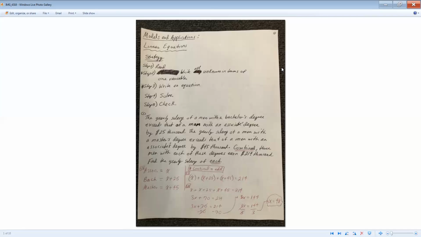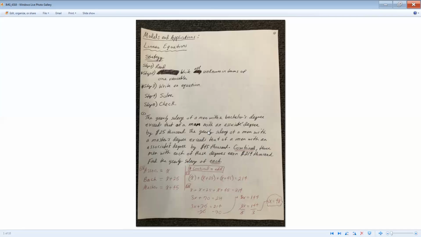The yearly salary of a man with a bachelor's degree exceeds that of a man with an associate's degree by $25,000. The yearly salary of a man with a master's degree exceeds that of a man with an associate's degree by $45,000. Combined, 3 men with each of these degrees earn $214,000. Find the yearly salary of each.